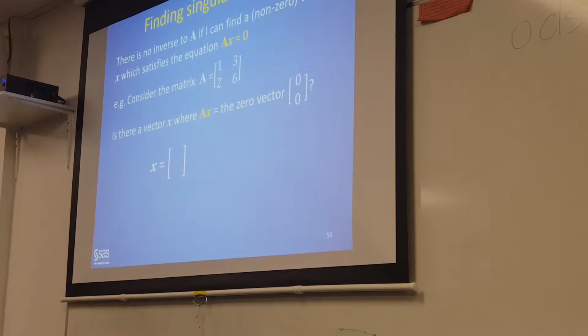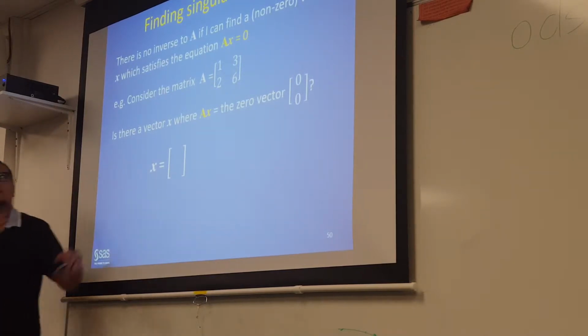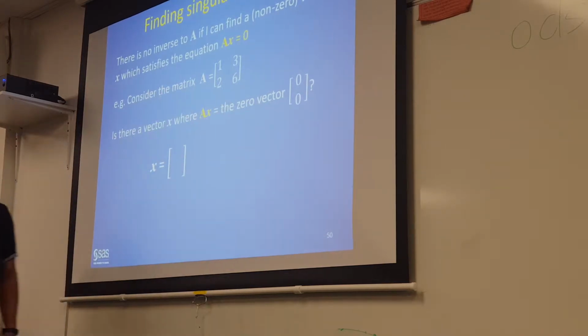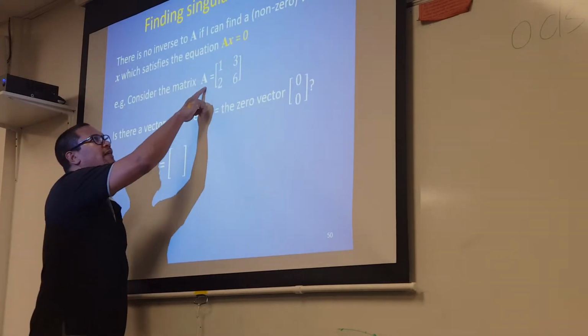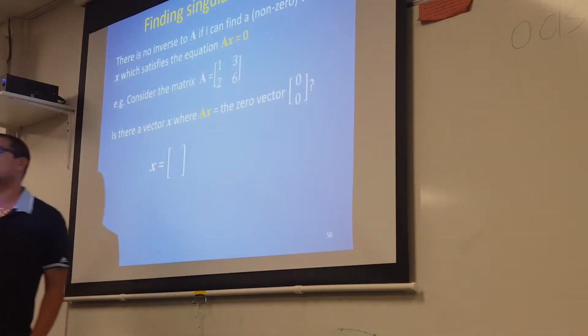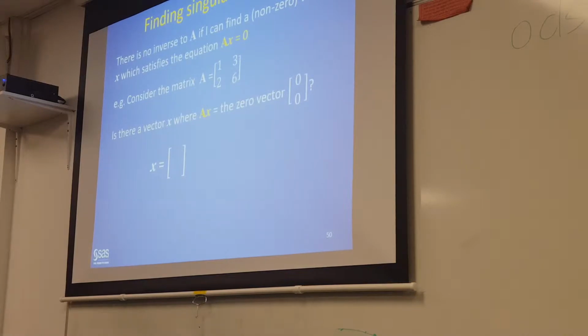There is no inverse to a matrix A if I can find a vector which satisfies the equation A times X equals 0. Right? Now consider this matrix here, 1, 2, 3, 6. Is there a vector that you can get which, if you multiply that matrix by that vector, will lead to 0, 0? What is it?